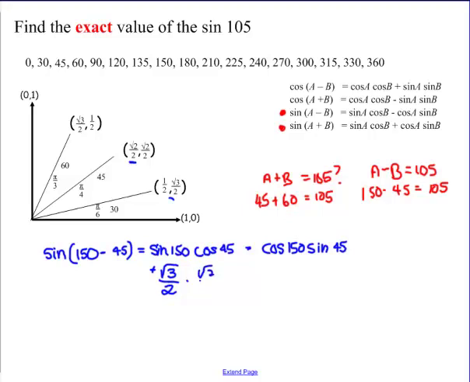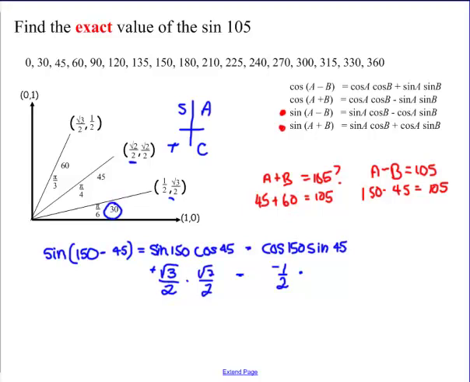Radical 2 over 2 minus cosine of 150. Cosine of 150 has a reference angle of 30, so the cosine is 1/2, but 150 is in the second quadrant, and cosine in the second quadrant is negative. If you're forgetting all this, remember it's the all students take calculus.